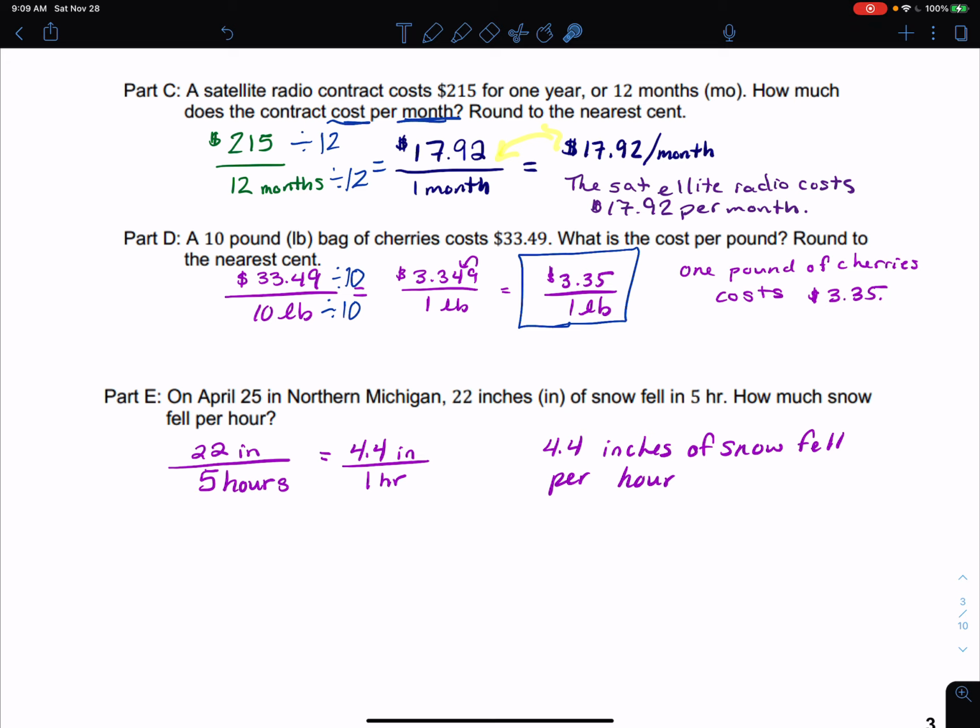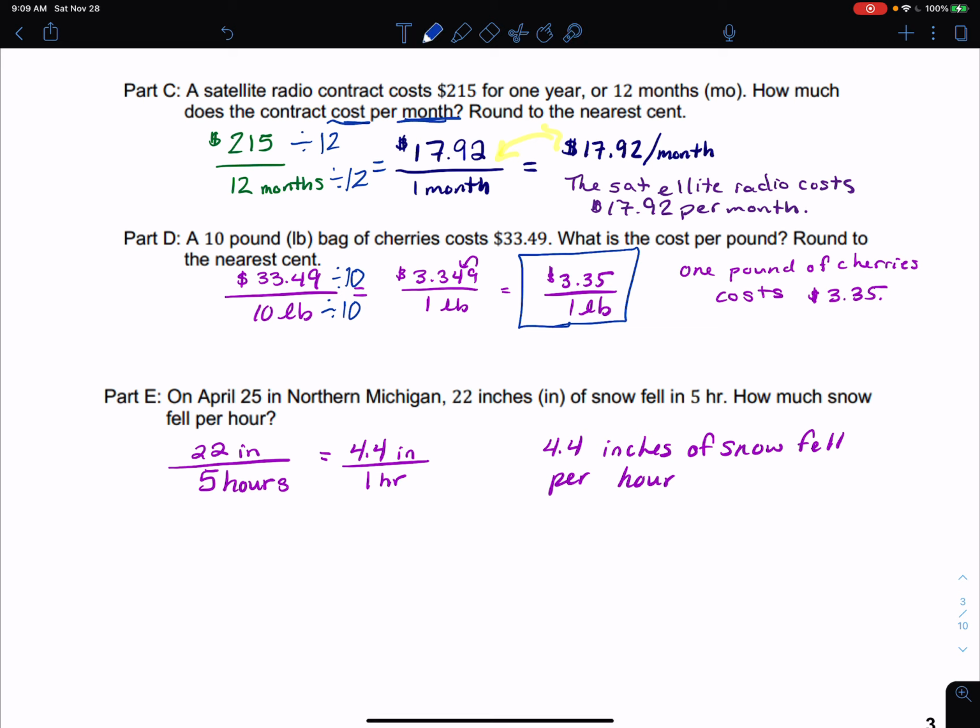If we look at part E, it says on April 25th in northern Michigan, 22 inches of snow fell in 5 hours. How much snow fell per hour? So they're telling us we want snow per hour. So snow is going to go in the numerator, hours in the denominator. So we have 22 inches per 5 hours.